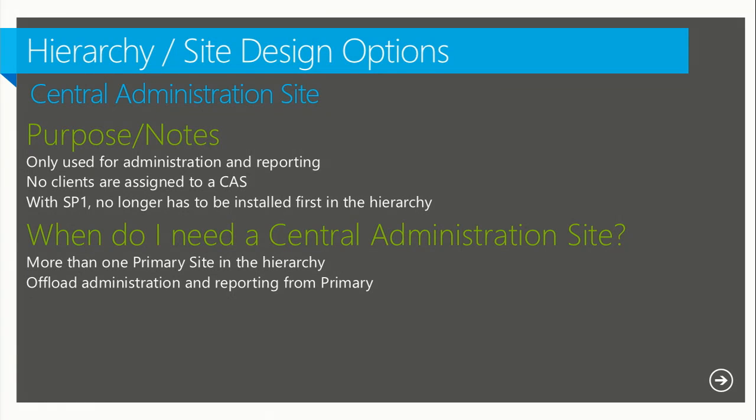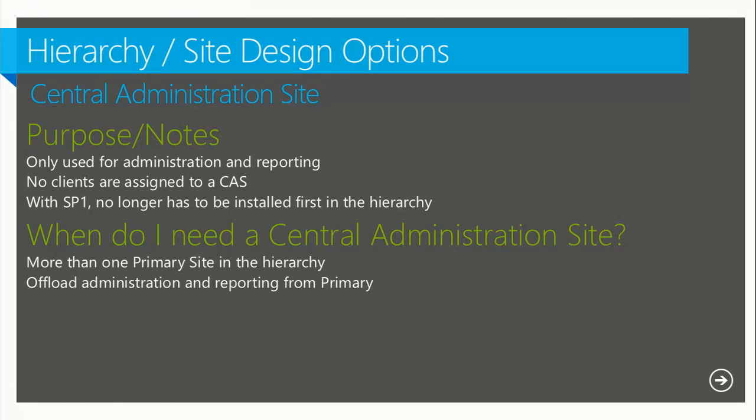Prior to Service Pack 1, the CAS had to be the first server, first site installed in a hierarchy. That's no longer the case after Service Pack 1. You can one-time attach a primary to an existing, or you can spin up a CAS and attach an existing primary to it one time. You can't attach two primaries to a CAS, but you can attach one. So the argument for, I want to put up a CAS just in case, which was never a good argument, is completely gone away now, because I can always install it later and add it if that need comes up.